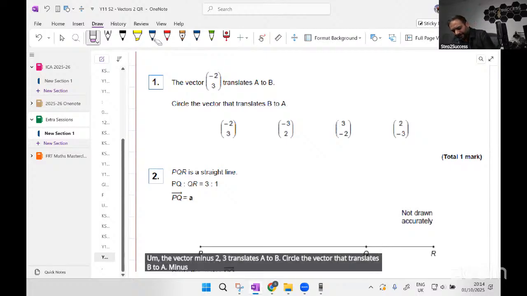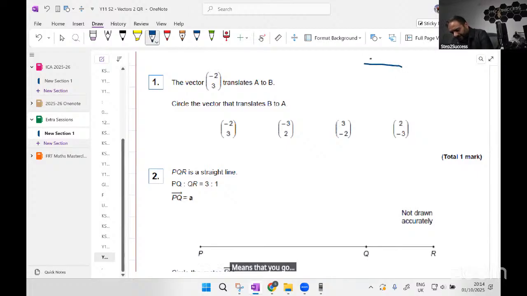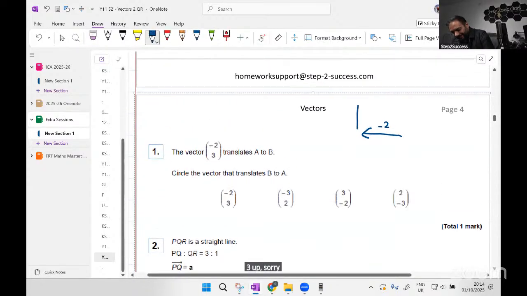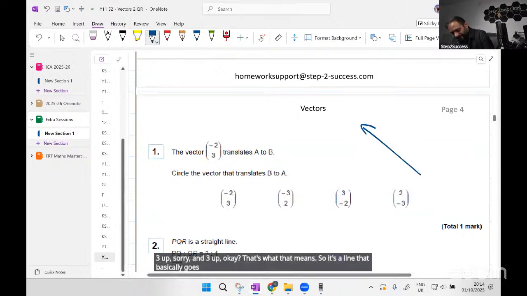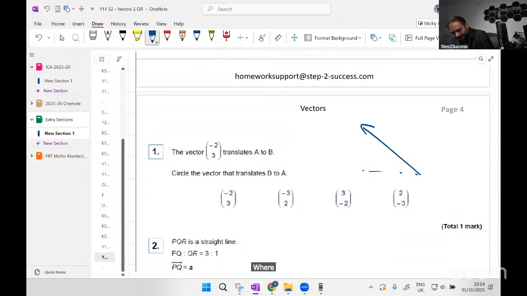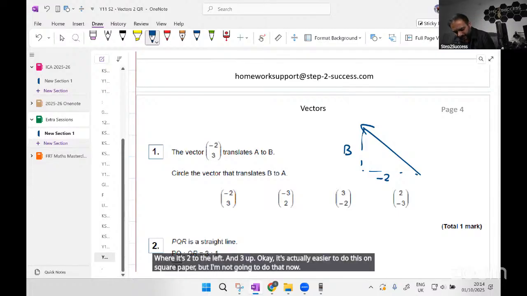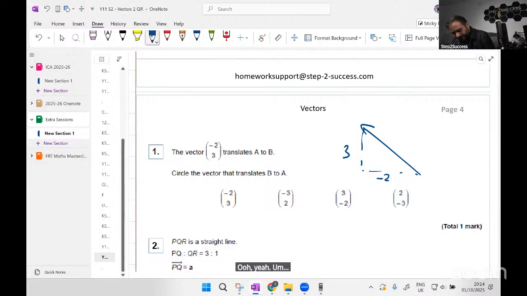Minus 2, 3 means that you go 2 left, because it's minus 2, and 3 up. Okay, that's what that means. So it's a line that basically goes sort of in that direction, where it's 2 to the left and 3 up. Okay, it's actually easier to do this on squared paper, but I'm not going to do that now. So that would be A to B, minus 2, 3. So it's this line here.